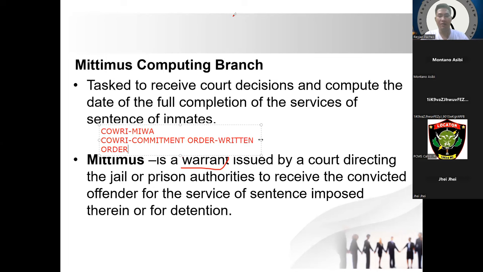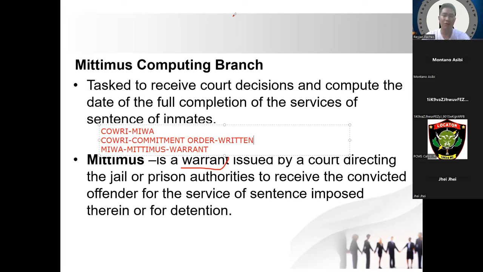While ang tinatawag natin na mittimus, tandaan nyo ang mittimus, para hindi ka mahirapan, meron tayong MIWA na acronym dyan. MIWA. Mittimus, meaning yung WA that stands for warrant. Okay. Kaya warrant yan. So, tandaan niyo lang, ha, yung keyword between the two, yung mittimus versus commitment order. Ang commitment order, that is the written order, kaya meron tayong acronym na KURI. While ang mittimus naman, that is the warrant order.